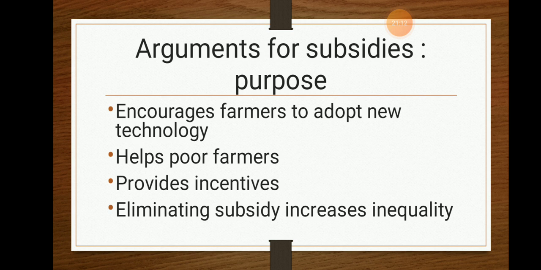And later, when subsidies are given, when financial assistance or money is given to the farmers, or a loan is sanctioned at a cheaper rate, normally it helps the poor farmers. And even the provision of incentives, now you may think what kind of incentives. Normally loans can be sanctioned, and seeds will be provided in increased quantity, in the sense of a high quantity of food grains for low price. And even eliminating subsidies increases inequality, in the sense that not every farmer is a rich farmer.